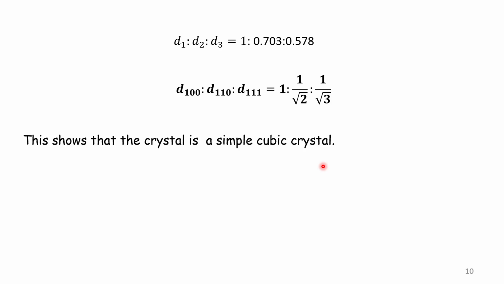Now we have already seen this ratio of these interplanar distances, theoretically and also practically, that means from the observed experimental data, we get this ratio is the same. Therefore we can say that the observed crystal is a simple cubic type of crystal.